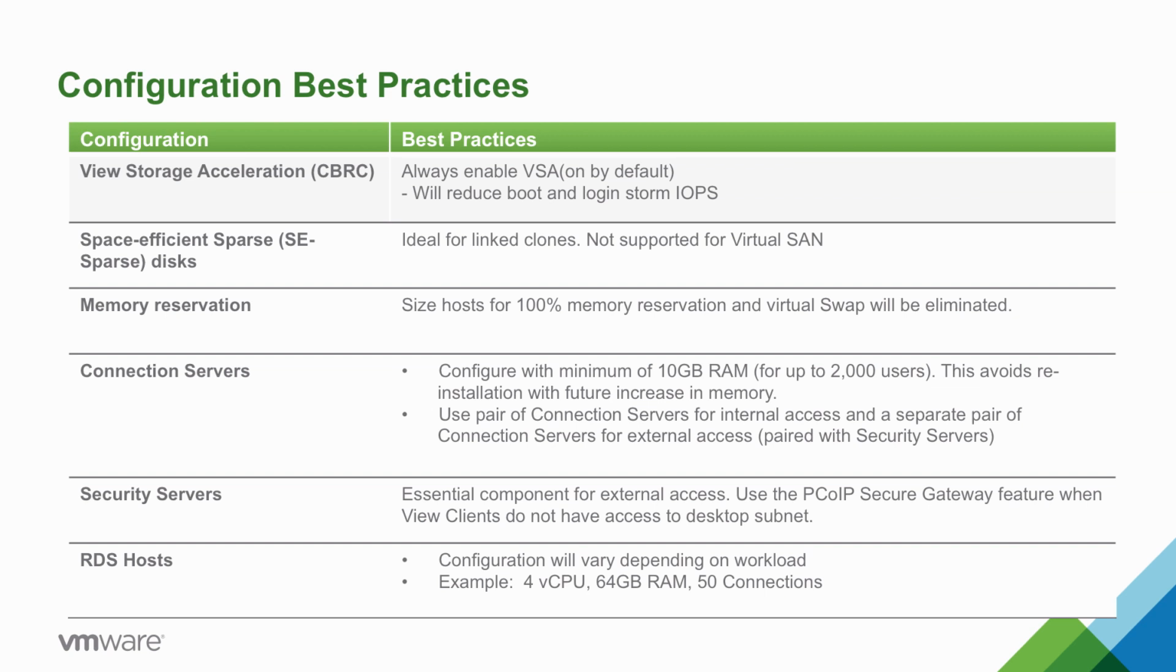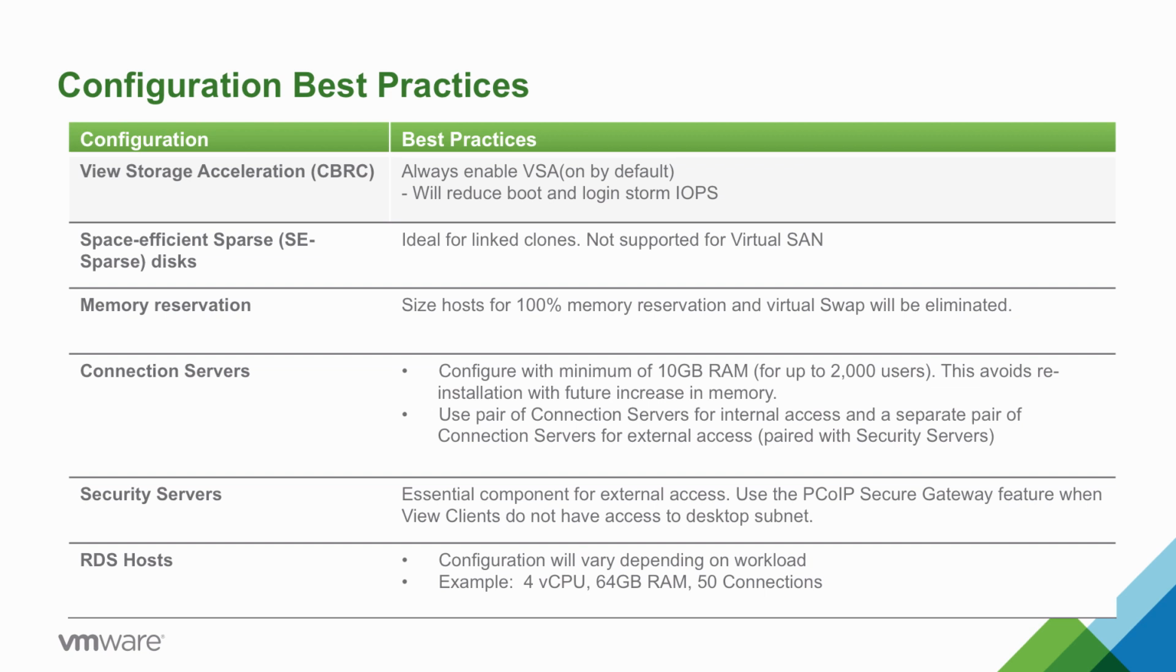And we also recommend, in terms of connection servers, use a pair for internal access and a separate pair of connection servers for external access, either paired with security servers or with a load balancer like an F5 in front of them. The reason for this is then we can separate the way access happens, and we can also separate the requirements around things like two-factor authentication. Maybe internal users don't require it and external users do. Security servers are there for external access. Using the PC over IP secure gateway allows us to give access to those View clients when they're not on the desktop subnet.